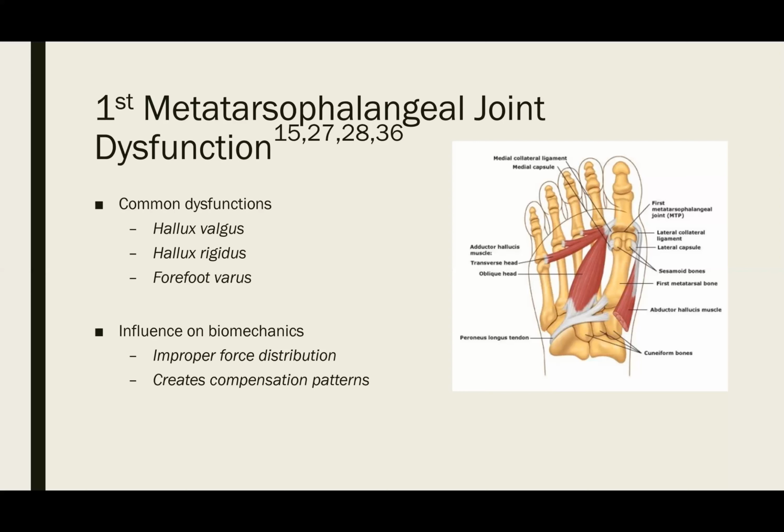Forefoot varus is another common dysfunction, which results in the great toe and first metatarsal rising up in a non-weight-bearing position. The forefoot varus places the ankle in hyperpronation, which causes the tibia to internally rotate, further influencing the biomechanics of the lower extremity and creating compensation movement patterns.